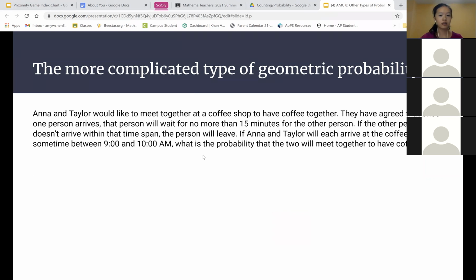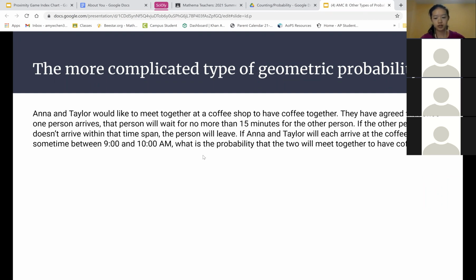Anna and Taylor would like to meet together at Starbucks to have coffee. They agreed that once one person arrives, that person will wait for no more than 15 minutes for the other person. If the other person doesn't arrive within that 15 minutes, the first person will leave and they won't have coffee together. If Anna and Taylor each arrive at the coffee shop at a random time between 9 o'clock and 10 o'clock a.m., what is the probability that the two will meet together to have coffee?